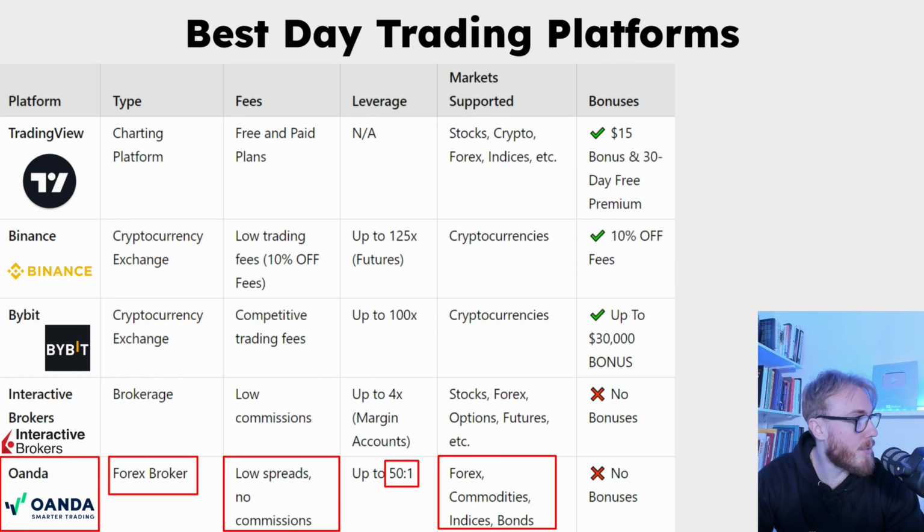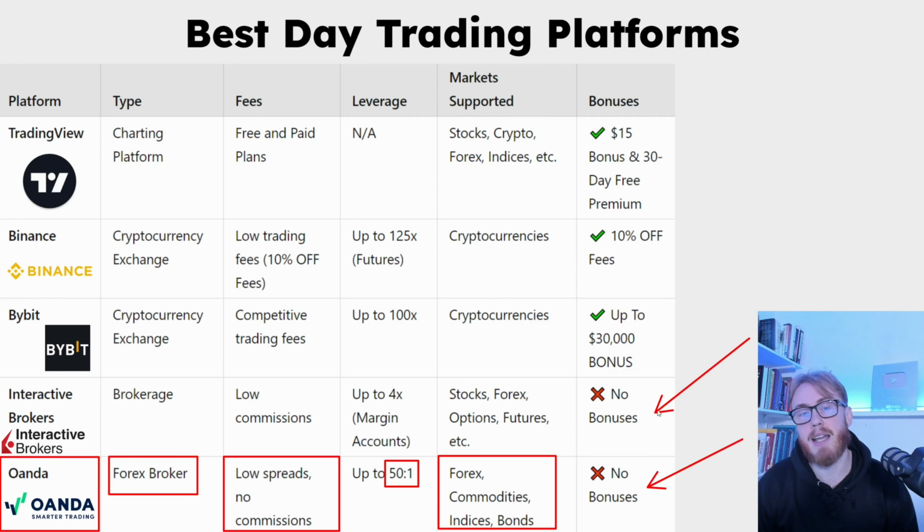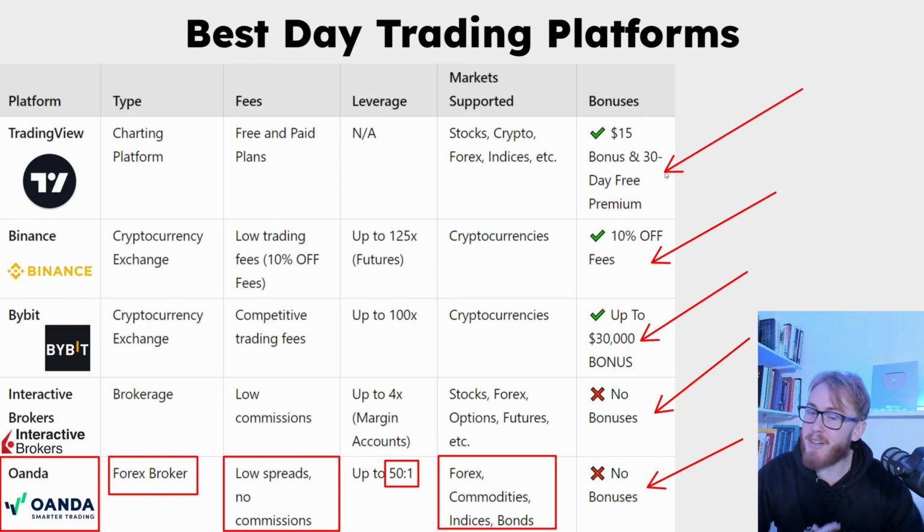The downside with Interactive Brokers and Oanda is that I have not managed to get any special bonuses for these two platforms. But as I said, if you want to claim bonuses, you can look at Bybit. If you want very low fees, you can look at Binance. And no matter what other platform you're using, definitely guys, you have to use TradingView here.